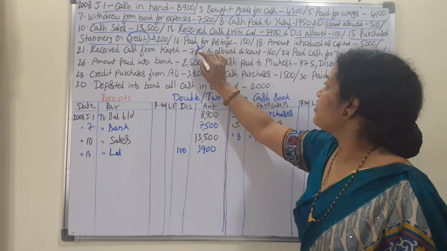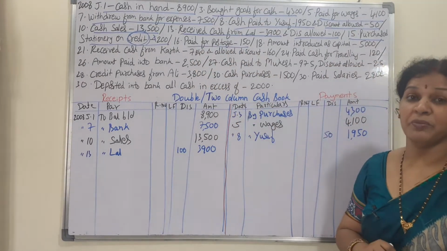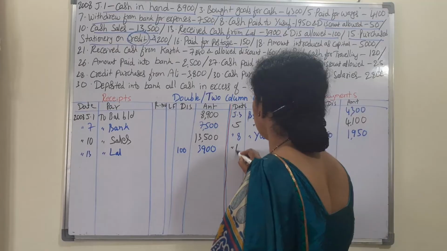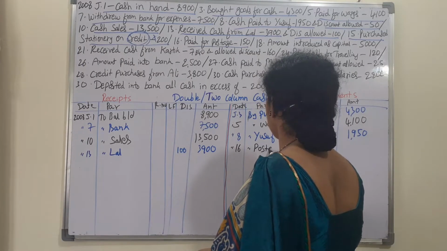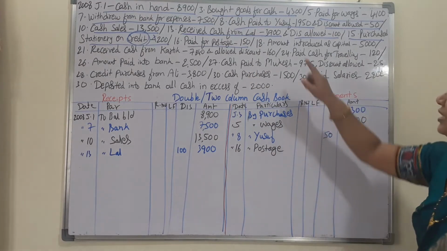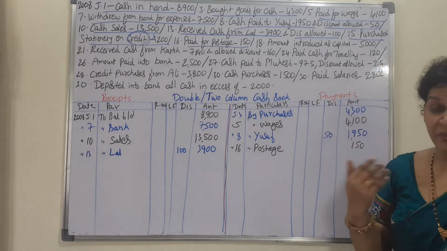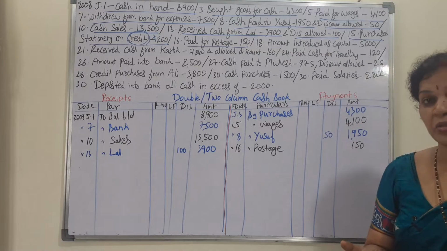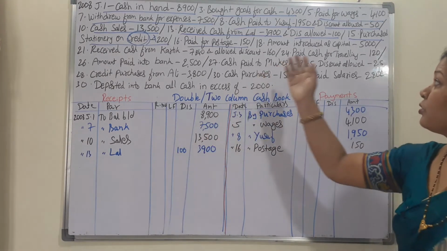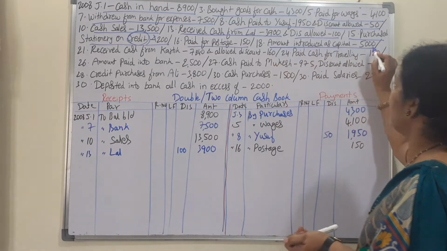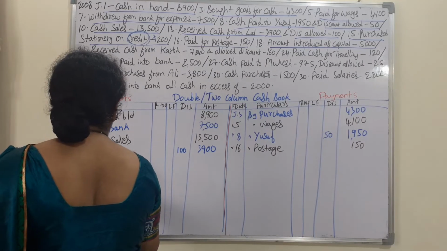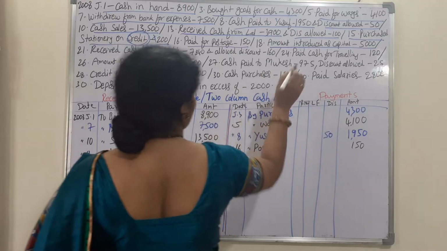Next one, paid for postage 150. Postage payment means it's a payment, so it comes on the credit side. This is on 16th, by postage, 150. Next, 18th, amount introduced as capital. We got some more amount which is introduced as capital, means receiving in the form of capital. All the receipts are on the debit side, so we'll write this also on the debit side. That's on 18th, to capital, 5,000.